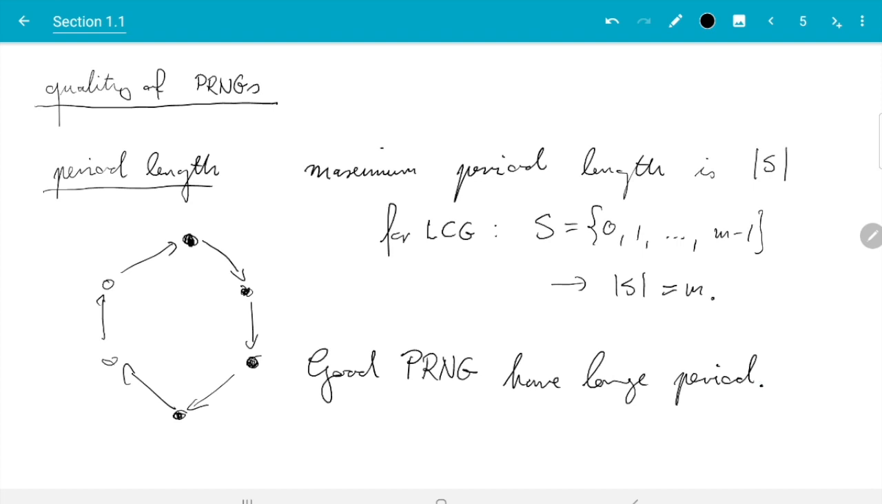And what we learn from this is for the LCG, we should choose M large. And there is also the Mersenne twister, which I told you is the pseudo-random number generator R uses if you don't tell it to do anything special. And that has a ridiculously large period length. I believe it was 2 to the power of 19,937 minus 1, which is an incredibly large number, and your computer program will never be able to process this many random numbers. So for the Mersenne twister, we will always be good.